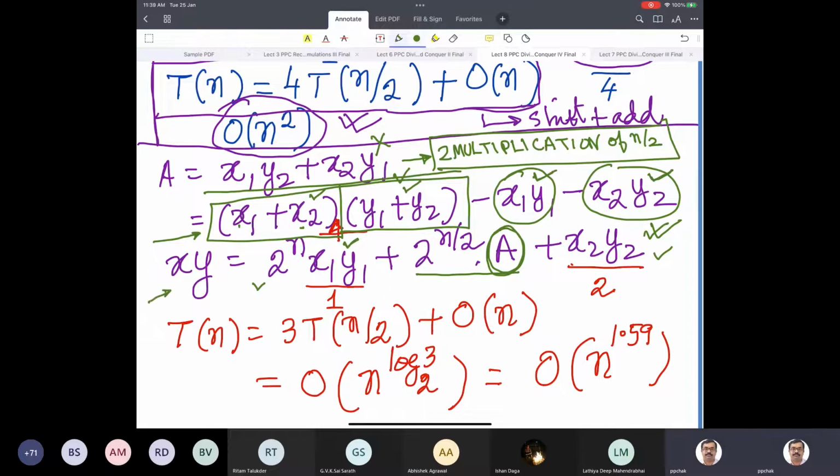And in my final result, x1 y1 is required, which is already there here. x2 y2 is required, which is already there when I computed a separately. So I have stored this in, say, z1, I've stored this in z2, and I've stored this result in z3. And this complete thing, which is equivalent to x1 y2 plus x2 y1, is a. I've computed that using 3 multiplications.